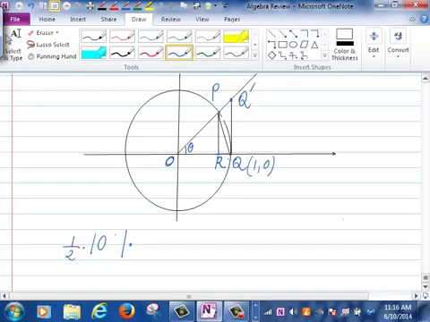It'll be half times the length of OQ, and then the length of PR, right? PR is the height, right? Base is OQ. Do you agree with that? Is everybody okay with that? The area of the triangle OPQ is half times base times height. So the base is OQ, the height is PR.